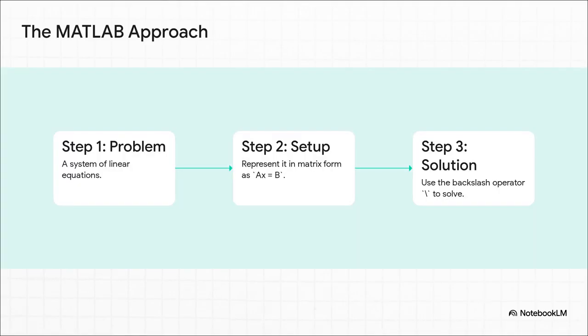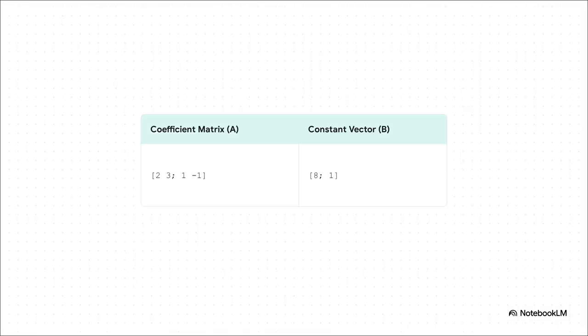The way Matlab handles this is just so elegant. It's a three-step process. You take your problem, you set it up in this standard matrix form called AX equals B, and then you solve the whole thing with one operator, the backslash. And setting it up is way easier than it sounds. All you do is pull out the coefficients, the numbers next to x and y, and put them in a matrix we'll call A. Then you take the constants from the other side of the equal sign and put them in a vector B. And that's it. The problem is now perfectly set up for Matlab.